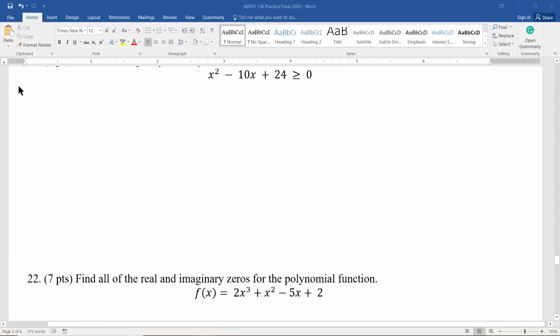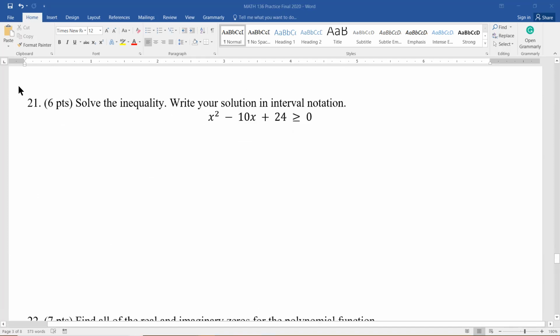Question 21. We are going to solve this inequality. We want to write our answer in interval notation. So since this is a quadratic inequality, we first of all want to factor the left side. So we want to figure out the two factors that multiply to give us 24 and add to give us negative 10. So that gives us x minus 4 and x minus 6. Set both of those equal to 0 to get values of positive 4 and positive 6.